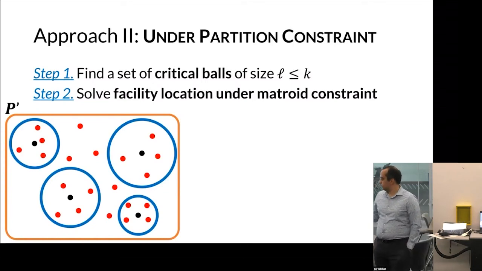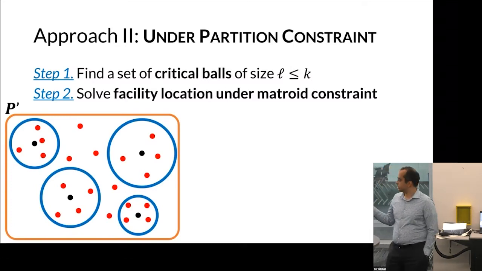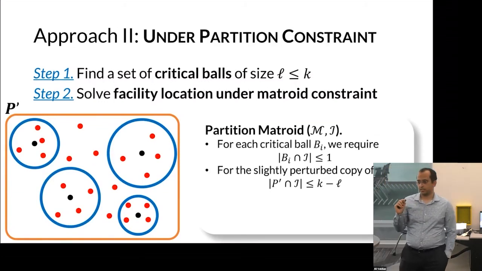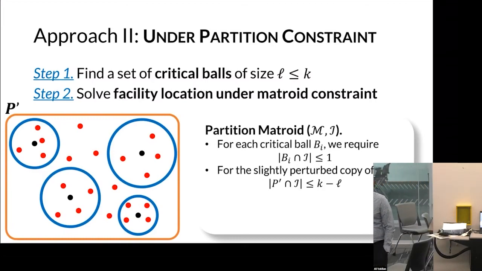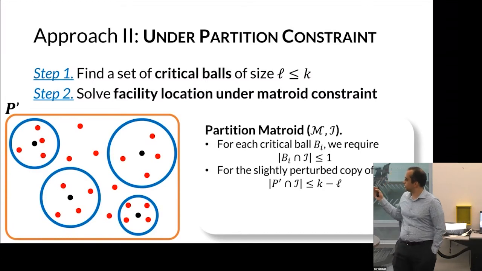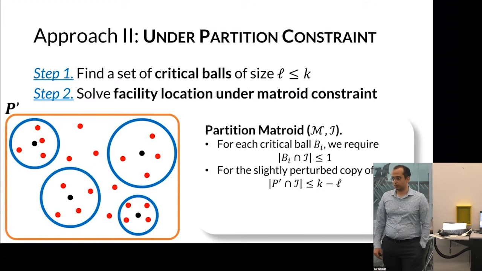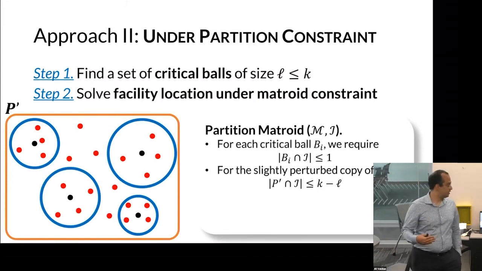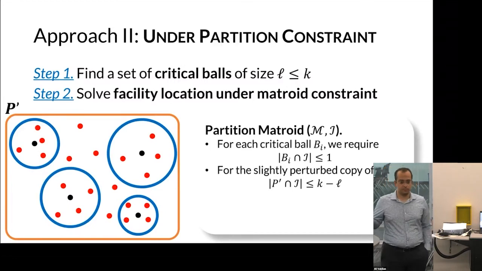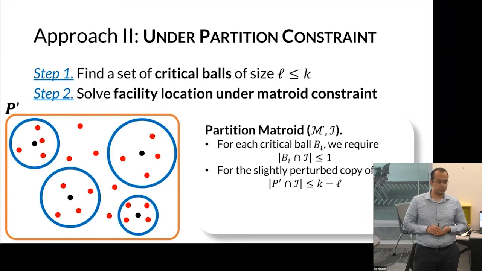We look at our point set, and we define these partitions. We pick the critical balls as the partitions, and we also pick a copy of all points as another partition, which I call P prime. And then this is the way I create my partition matroid. For each critical ball, I make sure that the solution picks at most 1 point from each critical ball. For the second copy of the whole point set, I make sure that I'm picking at most k minus L points from this copy. So this ensures that any solution has to pick exactly one from these critical balls, and k minus L points can be from anywhere else. There is no other way to satisfy this partition matroid.